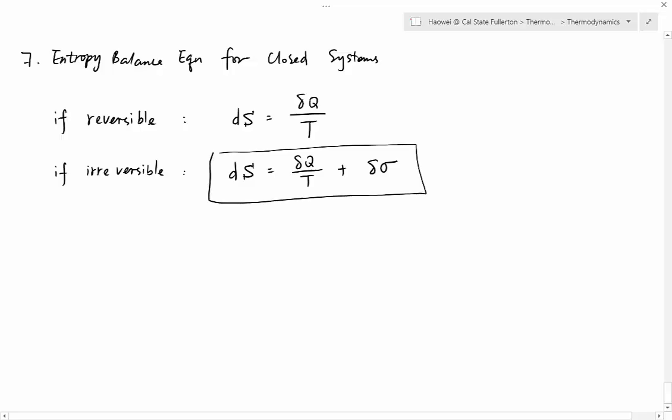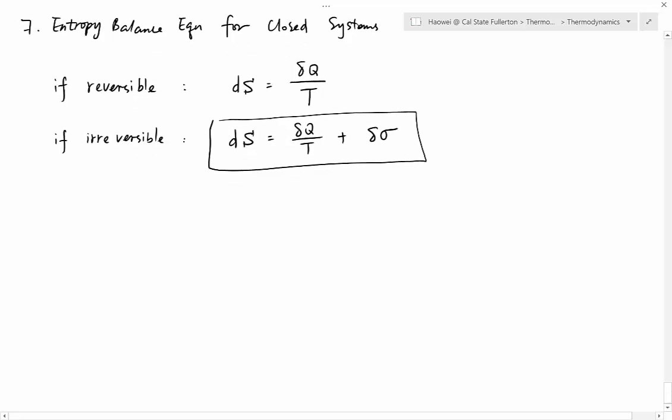And if we integrate this equation, what's going to happen? The left-hand side will be delta capital S. And on the right-hand side, the first term is the integral from 1 to 2 of delta Q over T, integrated over the boundary. And the second term will just become sigma, because the integral cancels delta, which is equivalent to the derivative.